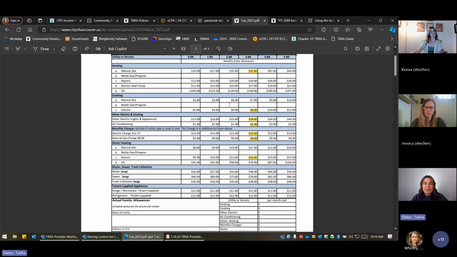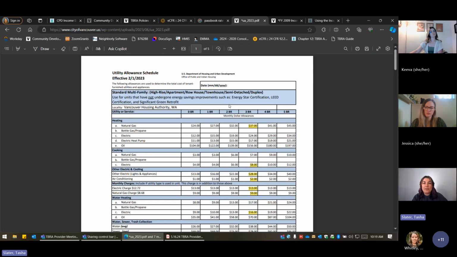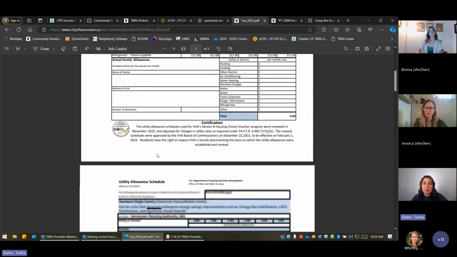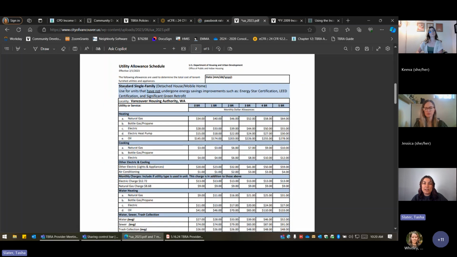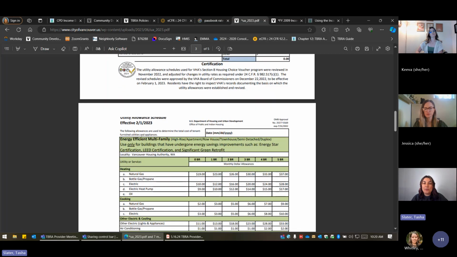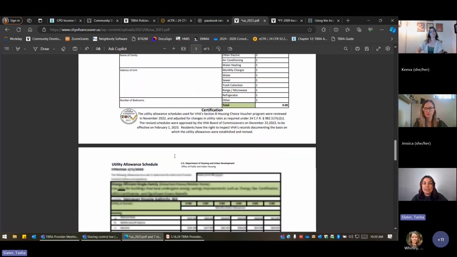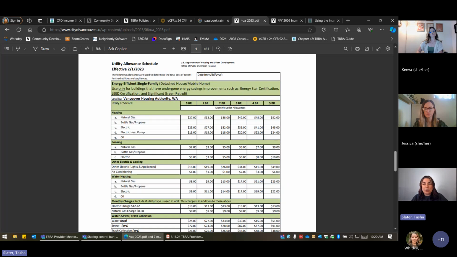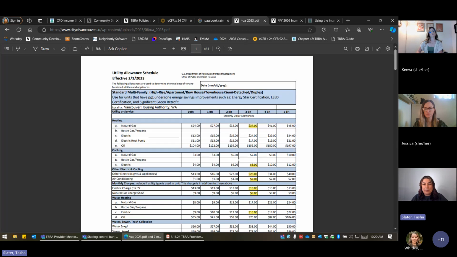So you can find this document on the VHA's website. All of you should have it to calculate utility allowance. This family is renting an apartment, so we're using this first page, but there's 4 in total. This would be for a standard single family home, and then the other 2 are for energy efficient multifamilies. In most cases, you're going to use this first page.